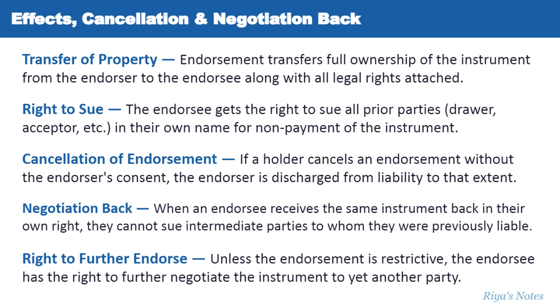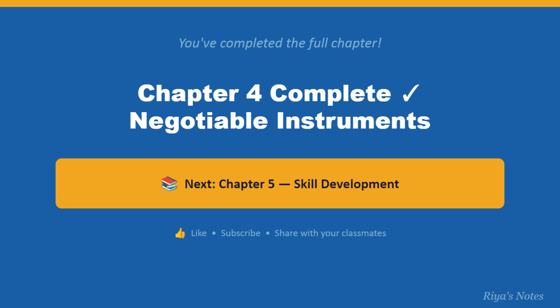Cancellation of endorsement. If a holder cancels an endorsement without the endorser's consent, the endorser is discharged from liability to that extent. Negotiation back. When an endorsee receives the same instrument back in their own right, they cannot sue intermediate parties to whom they were previously liable. Right to further endorse. Unless the endorsement is restrictive, the endorsee has the right to further negotiate the instrument to yet another party. Chapter 4 complete.